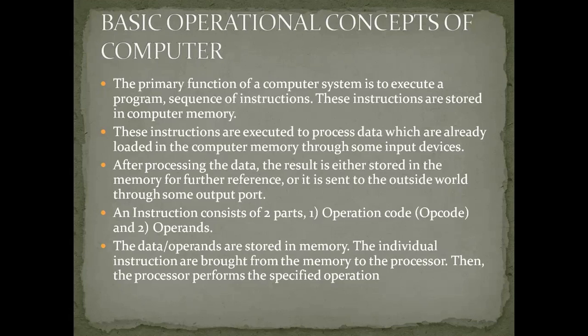An instruction is a command. The instructions are stored in the main memory. Instructions consist of two parts: one is the operation code, that is the opcode, and the other is the operands. In computer architecture, instructions come in types: three-address, two-address, one-address, and zero-address instructions.